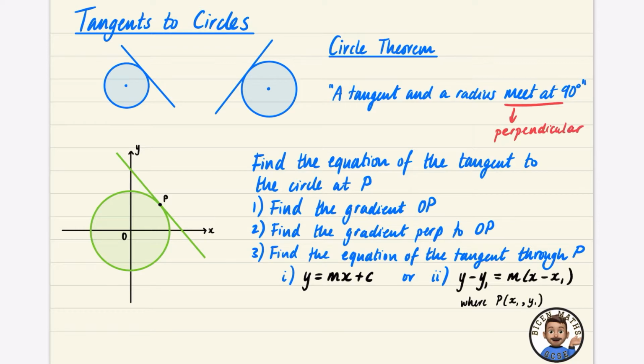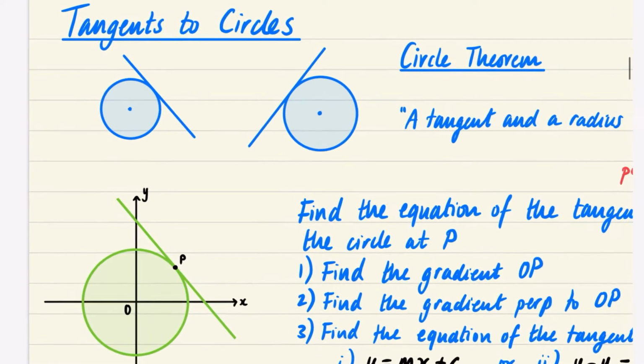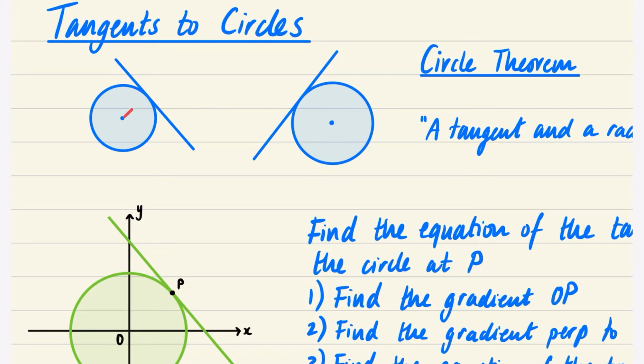So I'm going to have a quick look at these two diagrams that we've got here. We've got a tangent. These are the tangents that we have here and here. And it says that it meets a radius at 90 degrees. So if I actually draw on a radius to this circle that we've got here, you can see how the tangent and the radius are 90 degrees. And in this second circle, the tangent and the radius are meeting at 90 degrees.